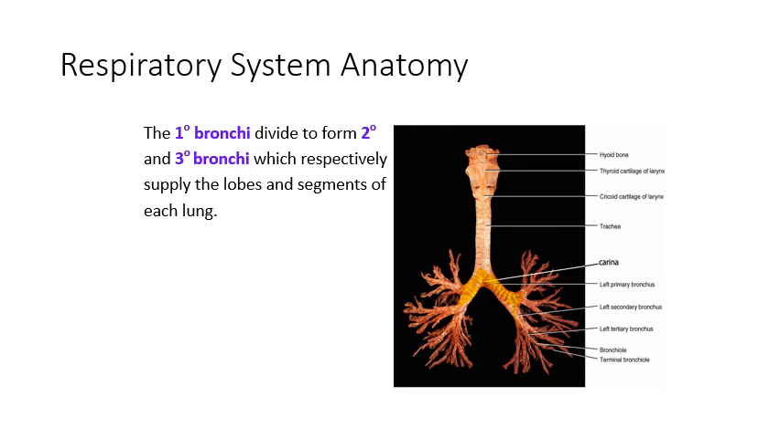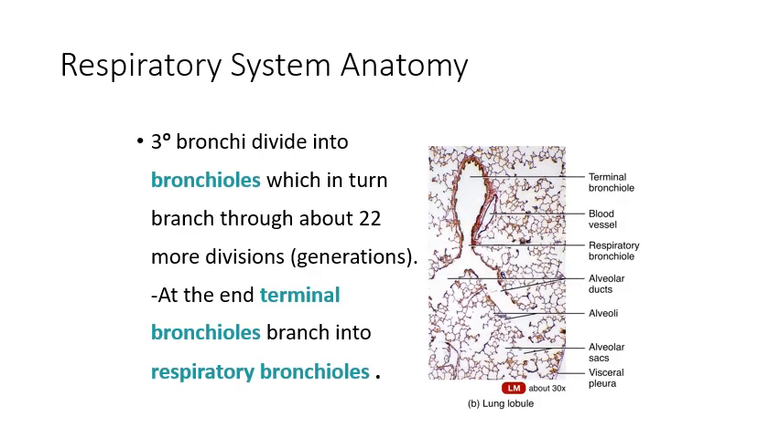And we have lots and lots of bronchioles. Right, so the tertiary bronchi continue to divide about 22 more times until we end in terminal bronchioles. The terminal bronchioles then branch one more time into respiratory bronchioles. The respiratory bronchioles are the last set of tubes before we hit the end of the road.